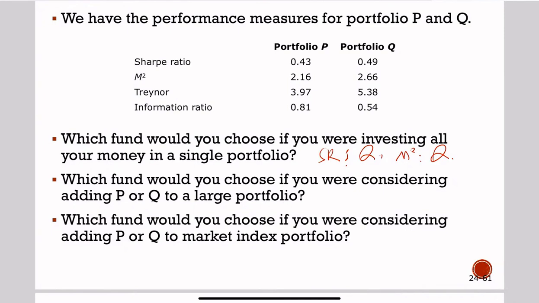Which fund would you choose if you were considering adding P or Q to a larger portfolio? So you can see that in this case, portfolio P and Q are both components of a larger portfolio. So if P and Q are just components, then their non-systematic risks are not important because it can be diversified away. In this case, you should look at its systematic risk. So you should use Treynor ratio. And then you will again choose portfolio Q here.